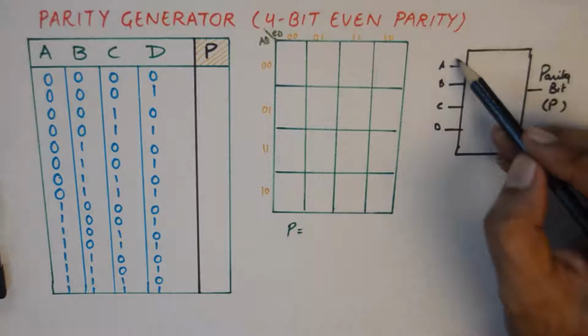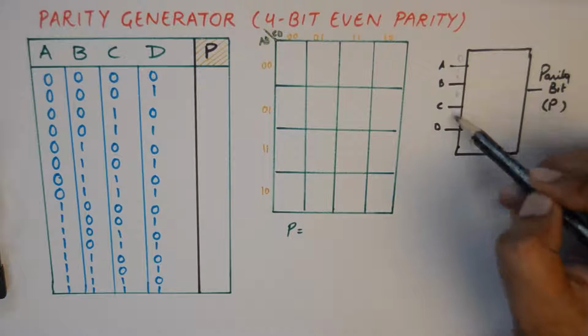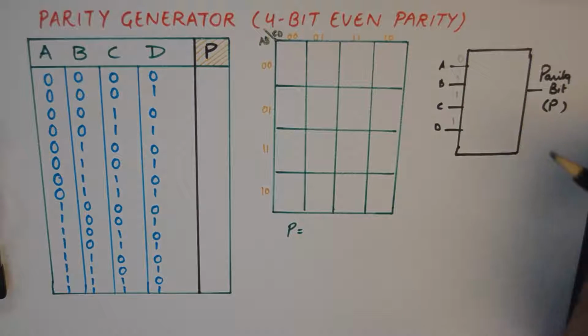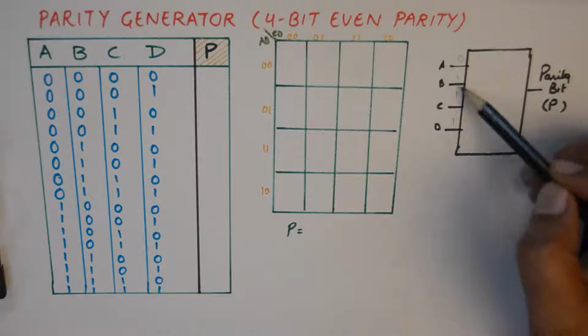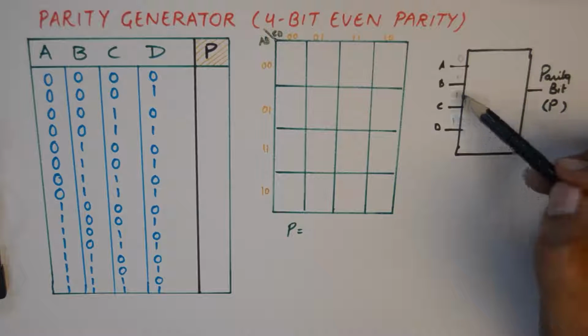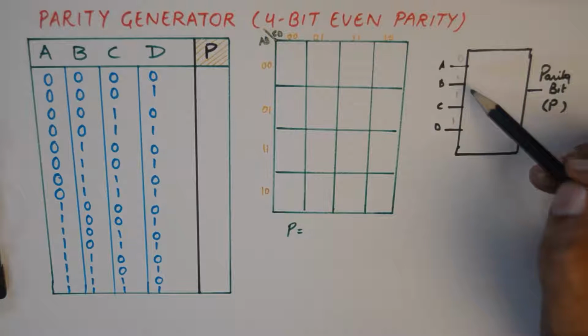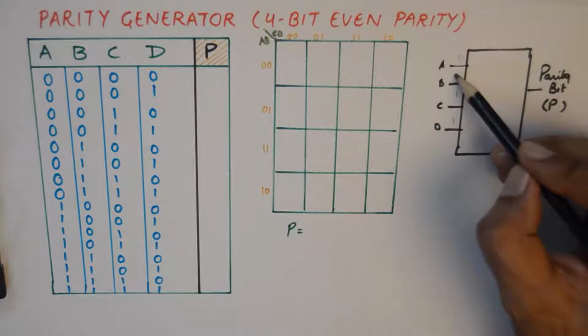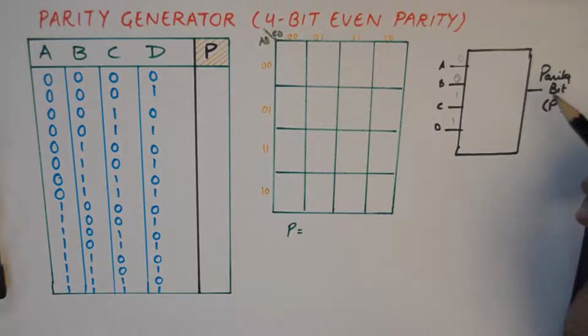For example, if I give an input 0, 1, 1, 1, the number of ones is odd. So the parity bit generated at the output will tell us that the number of ones is odd. And if I change this sequence to 0, 0, 1, 1, it will tell us that the number of ones is even.